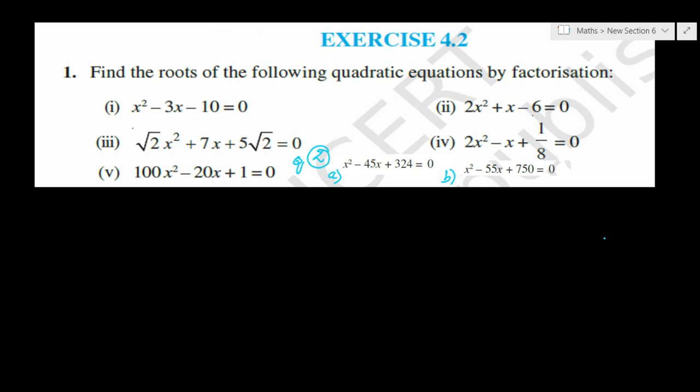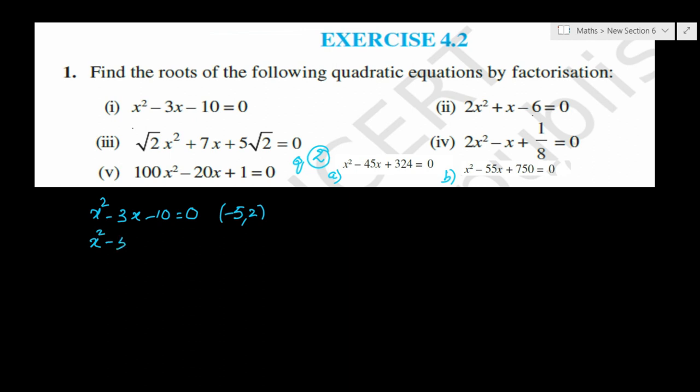Let's solve the problems of exercise 4.2. The very first question, x² − 3x − 10 = 0. To factorize this, we have to search for two numbers such that their product is −10 and the addition is −3. So the two numbers are −5 and 2.